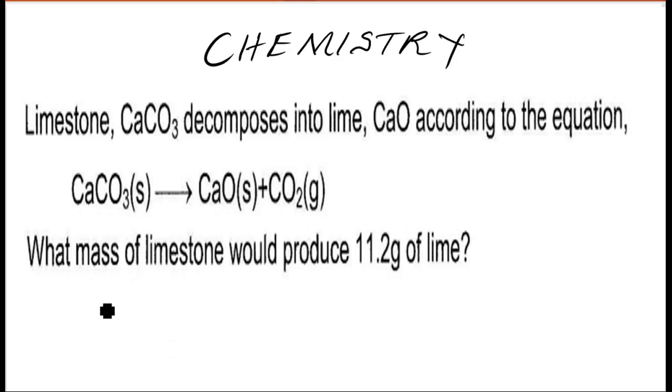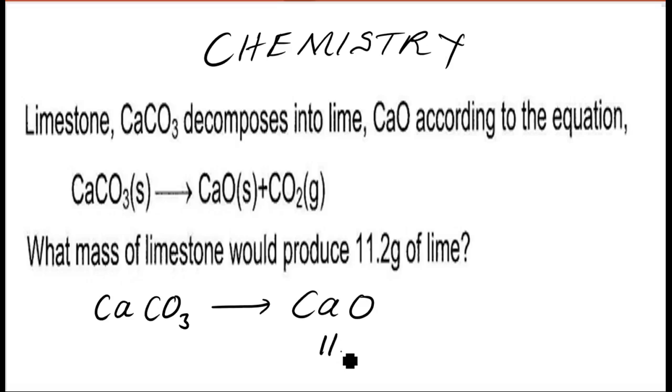So this is simple. You simply pair them. So what we are going to do is pair calcium carbonate to calcium oxide. And they've given us the mass of this one, which is 11.2 grams. And they want us to find the mass of calcium carbonate, which produced calcium oxide or lime. Okay, so what are you going to do?